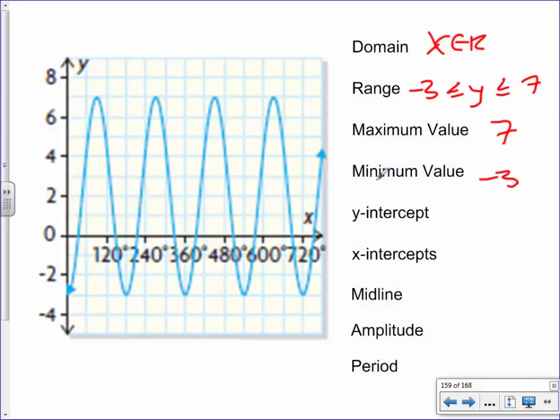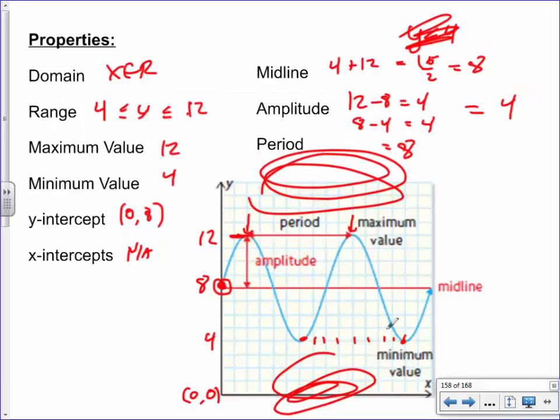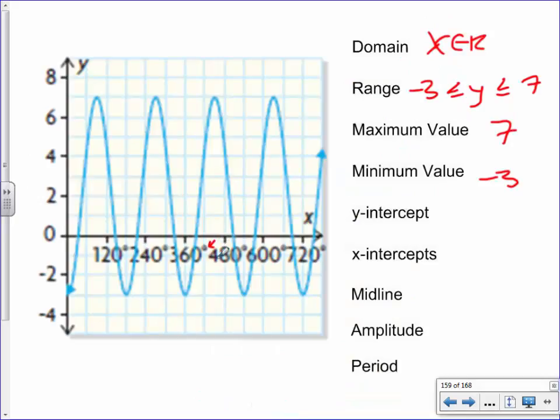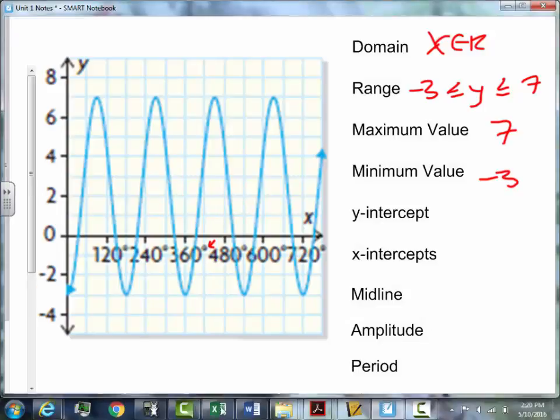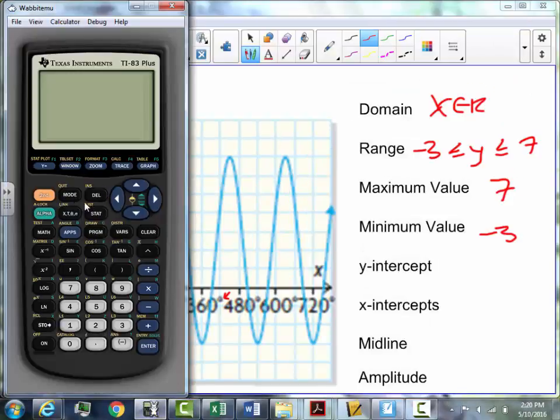I'd like to point something out here. What is different on the x-axis between this graph and the one back here? I was actually going to point out that it puts in degrees. I haven't talked about that yet today, but you have to be very fluent and comfortable on your graphing calculator in converting between radians and degrees.